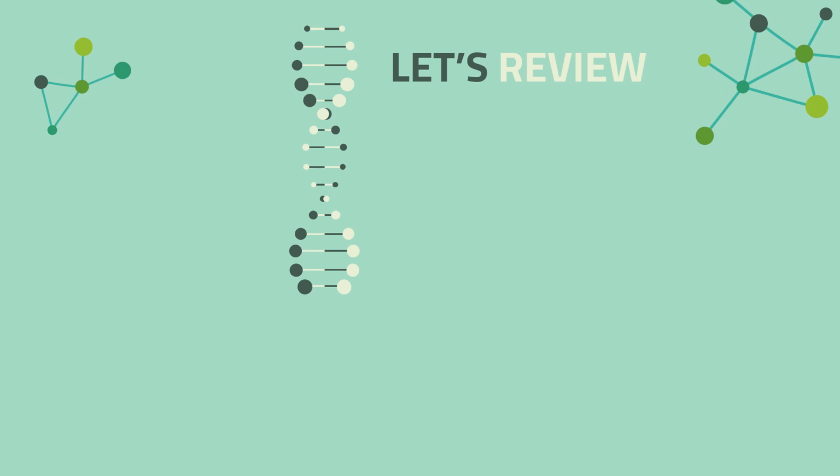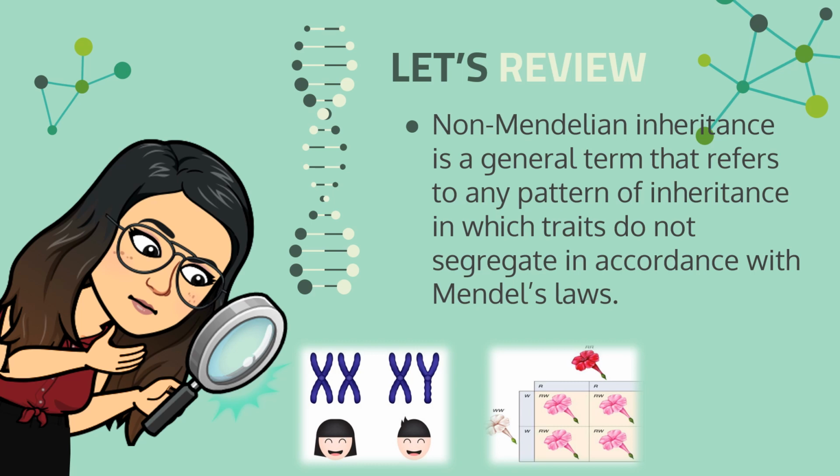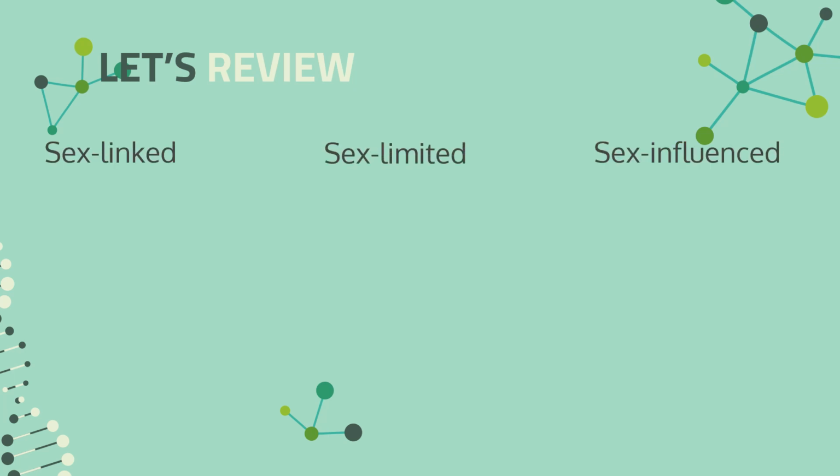Let's have a short review of the previous lesson. Last week, you learned that non-Mendelian inheritance is a general term that refers to any pattern of inheritance in which traits do not segregate in accordance with Mendel's laws. There are different types of non-Mendelian inheritance, such as sex-related and incomplete dominance. Sex-related inheritance is the expression of the traits determined by or related to one's sex. This can be further classified into three: sex-linked, sex-limited, and sex-influenced traits.